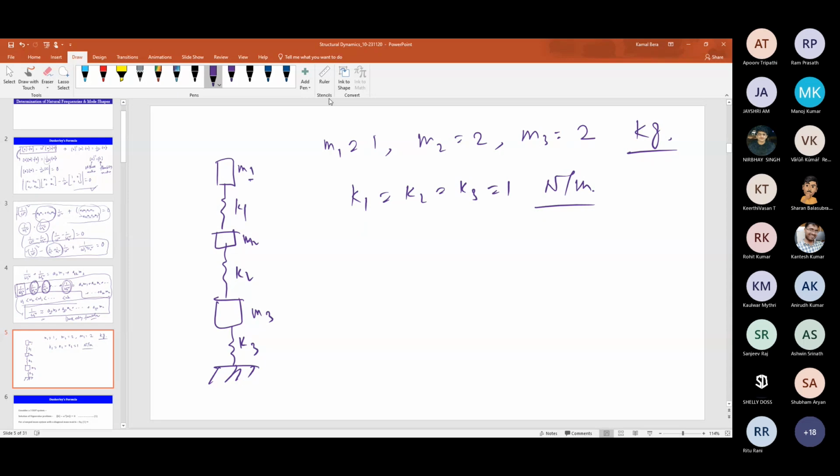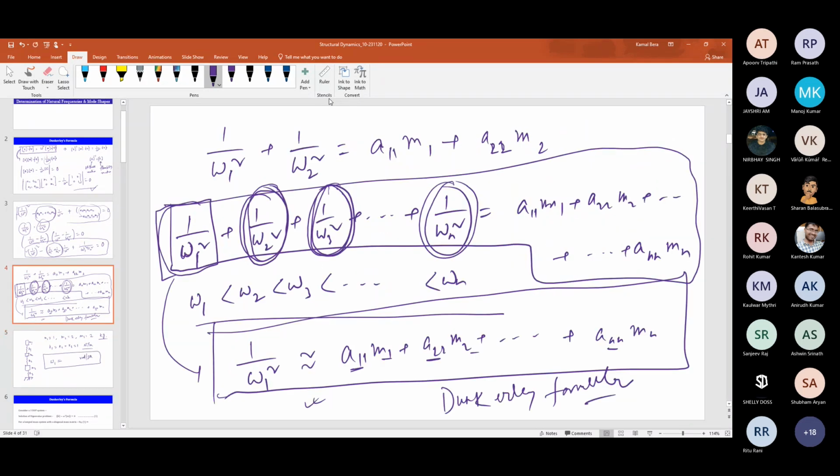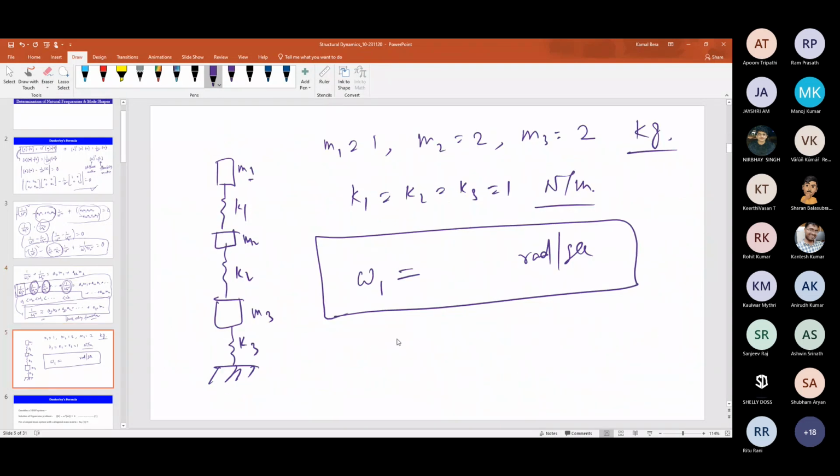Tell me using Dunkerley's method quickly what is the approximate value of omega 1 in radian per second. Please, everybody, very simple, right? This is the formula, the final formula. Anybody has doubt? You can ask.